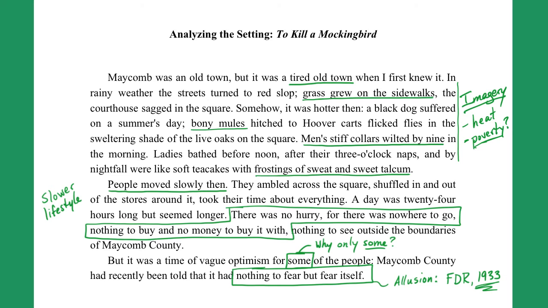Now that's a phrase I've heard before, nothing to fear but fear itself. So a quick Google search, and I learned that it's from a speech by Franklin Delano Roosevelt in his 1933 inauguration. So suddenly I know, since they were recently told this, that we are in 1933, which is, based on my knowledge of American history, the midst of the Great Depression. So that's probably why people didn't have any money and why the mules are so bony. If I put all that stuff together, then I get a pretty good impression of this town, Macomb, where the rest of the book is going to take place.